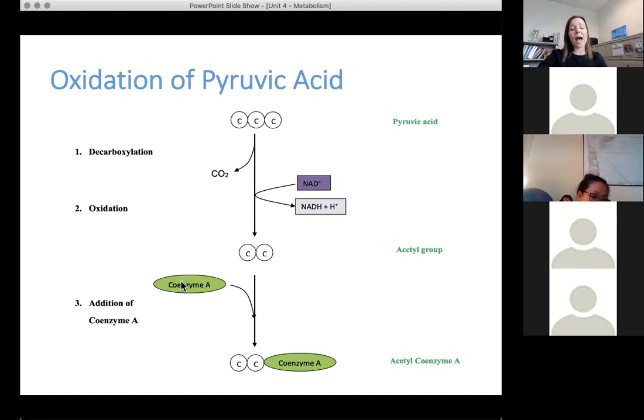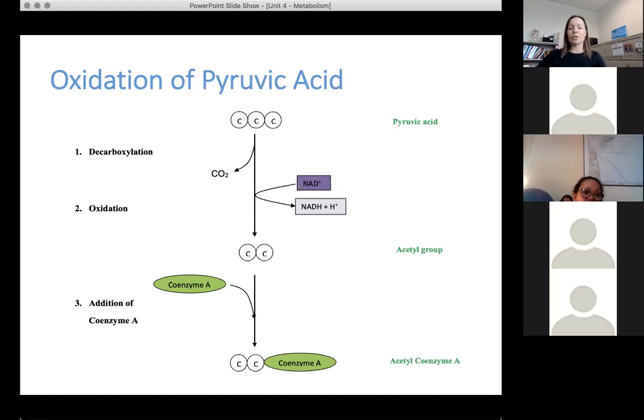And then finally, you just add coenzyme A. Remember, coenzyme A doesn't really do anything. It's just a carrier molecule. So it can carry this little acetyl group here into the next step. So it's like for transportation, that's it. And this is the easiest step.